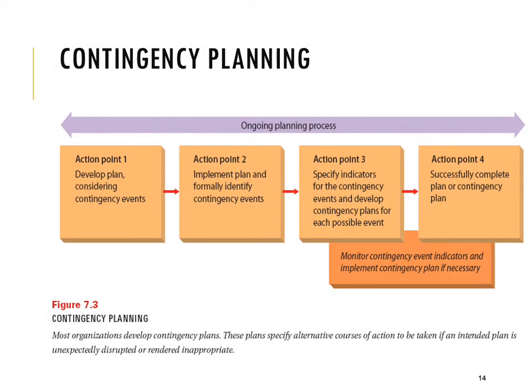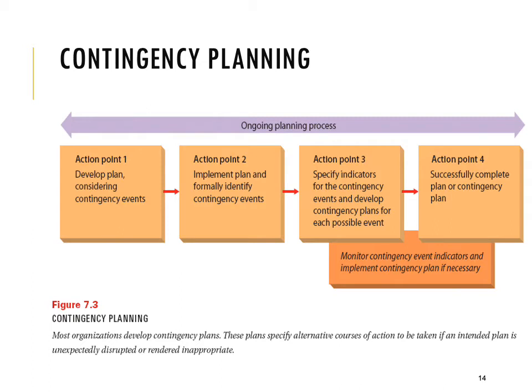So this is the contingency planning. From this graph, you see most organizations develop contingency planning, because this plan can specify alternative courses of action that can be taken if an intended plan is unexpectedly disrupted or rendered inappropriate. So here we have action 1, action 2, action 3, and action 4. Action 1, for the ongoing planning process: they have to develop planning, of course. Then from that planning, they also have to consider the contingency event, meaning something unexpected, disrupted, or rendered inappropriate for this planning. They have to plan for it also.